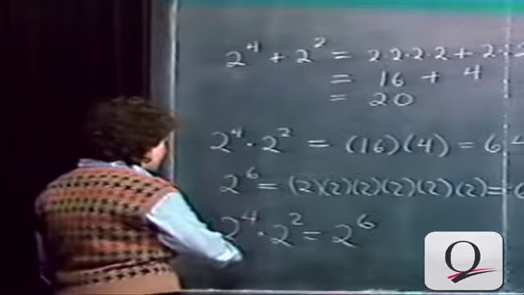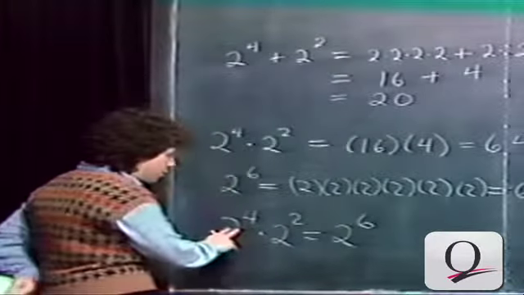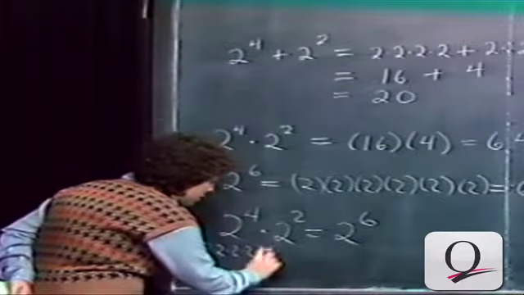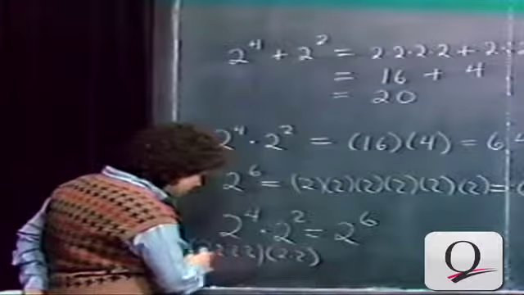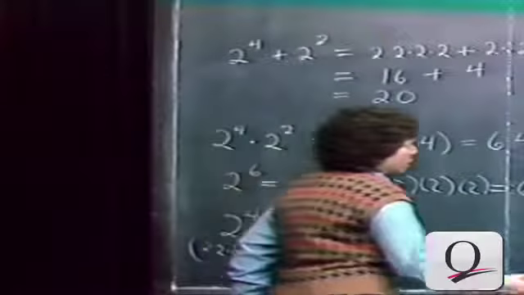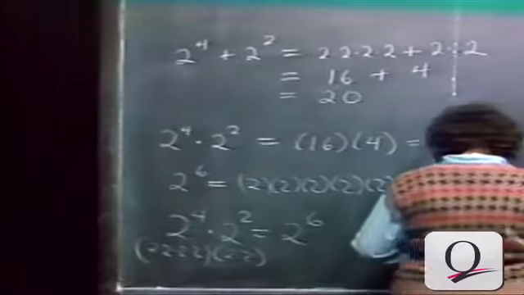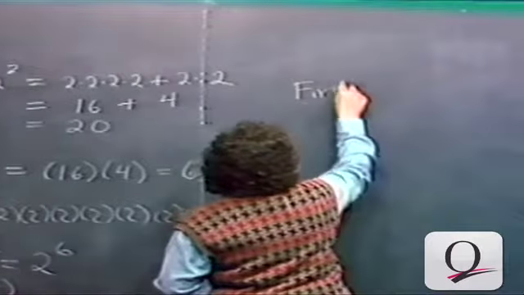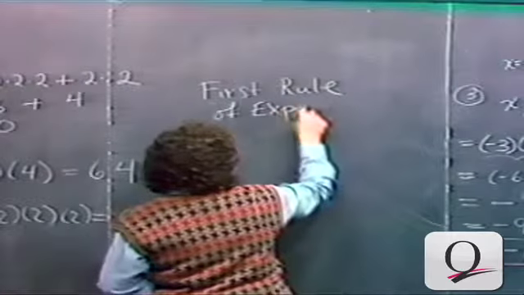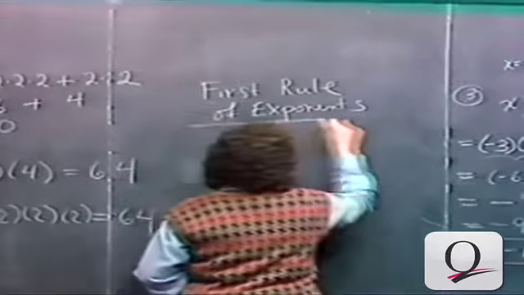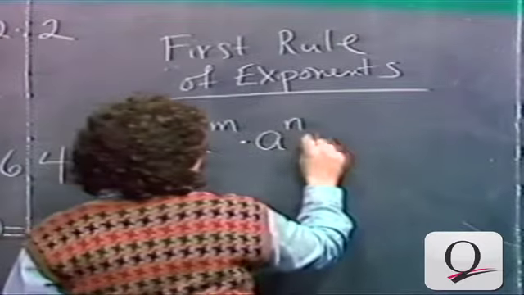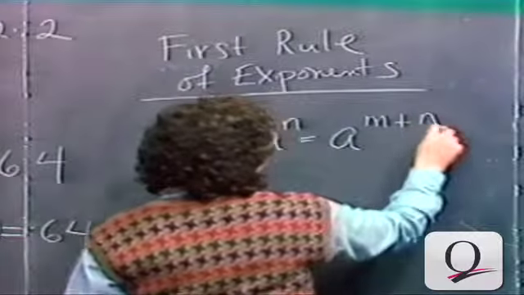And it seems to make sense. This would mean that 2 should be taken as a factor 4 times. And here we would have 2 as a factor twice. So altogether we would have 2 as a factor 6 times, and we get 2 to the 6th power. So let me write down for you the first rule of exponents. In general, a to the m power times a to the n power is a to the m plus n power.